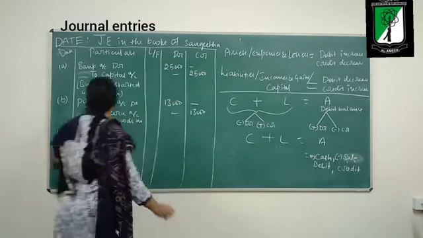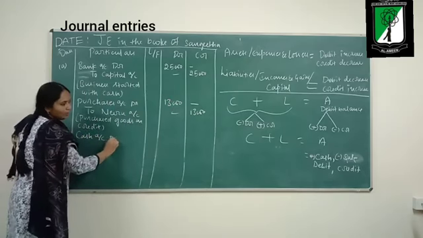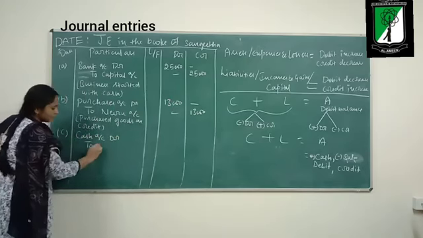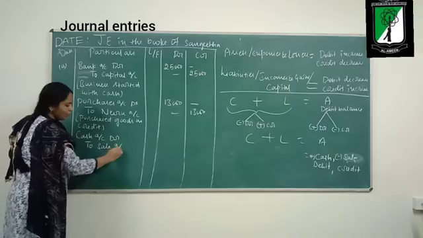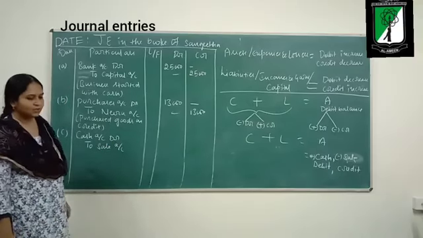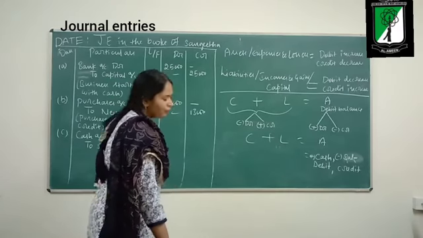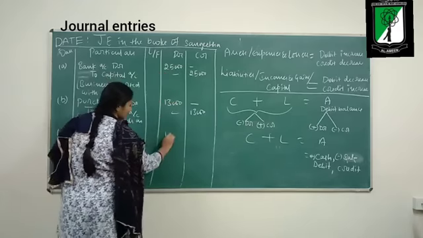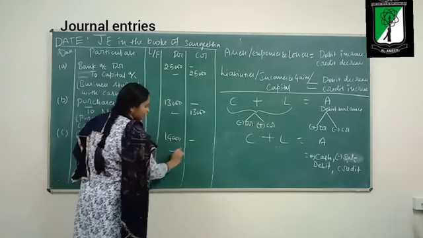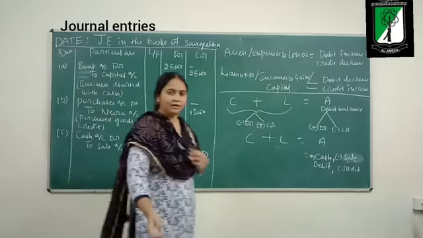What should I debit? Cash. Cash account debit to sale account. What is the value of the goods which is being sold? The value of the goods is 40,000. So I will write here 40,000. Hope you all are understanding.